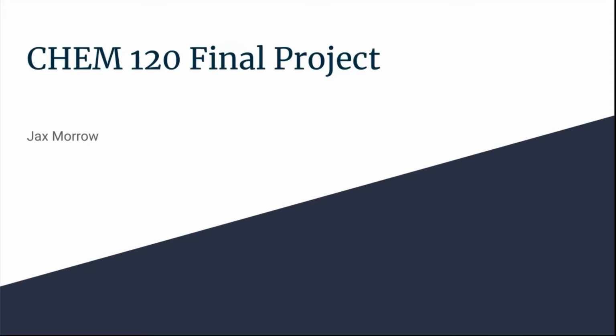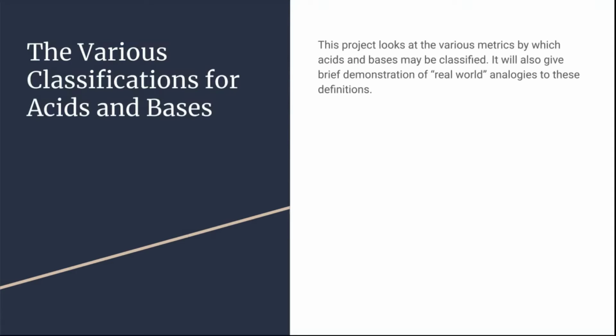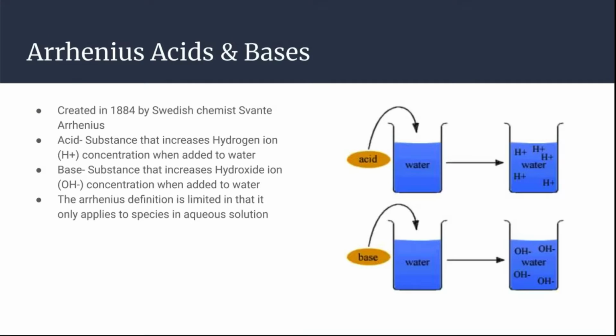My name is Jax Morrow, and this is my Chemistry 120 final project. With this project, we're just going to look at the various metrics by which acids and bases can be defined, and then at the end, I'm going to give a brief demonstration using a few real-world analogies for these definitions. The first classification we're going to look at are Arrhenius acids and bases.